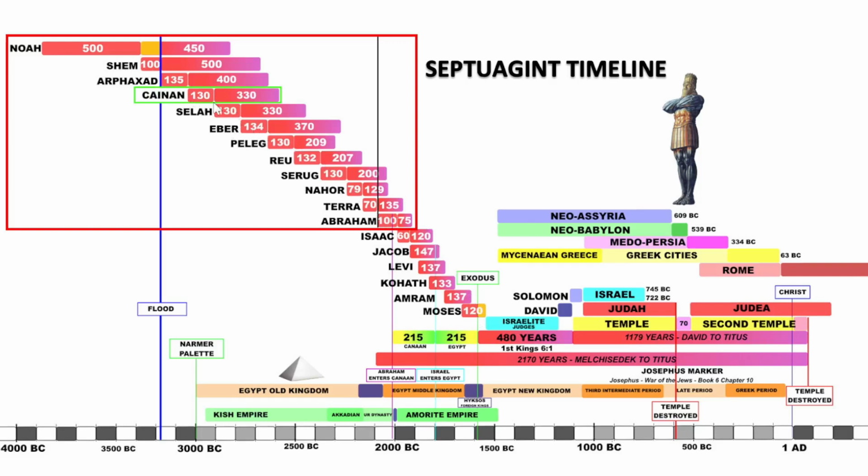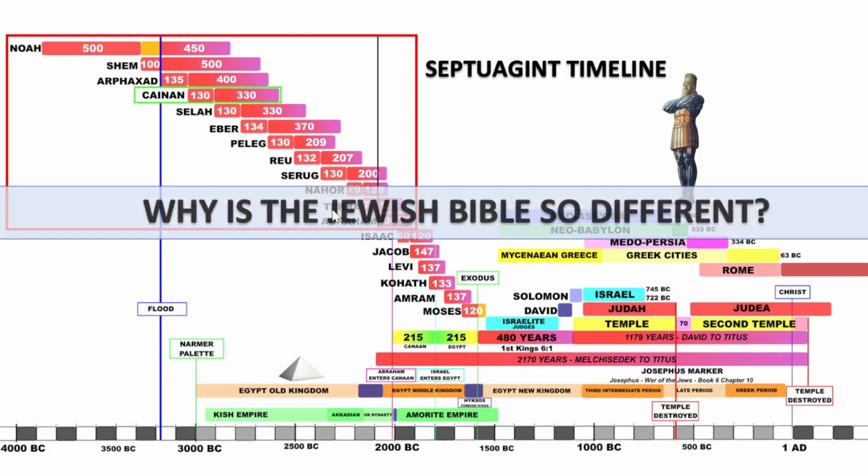And you're going to notice the Jews removed, a little bit differently, they just completely removed the 100 years off the beginning of their lives. Now, why would they do that? Okay, so that's the question. Why is the Jewish Bible so different?